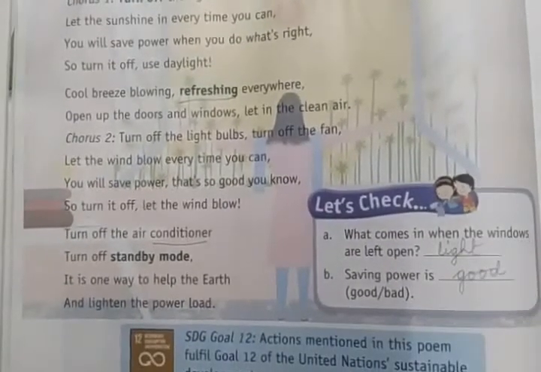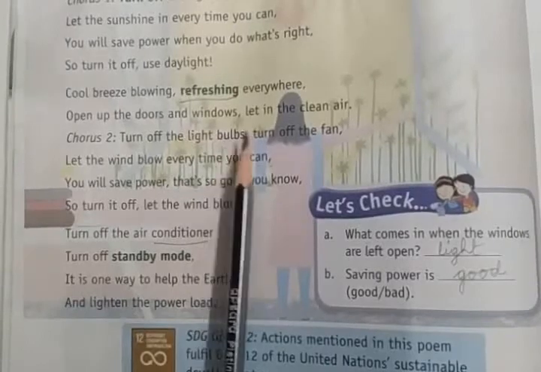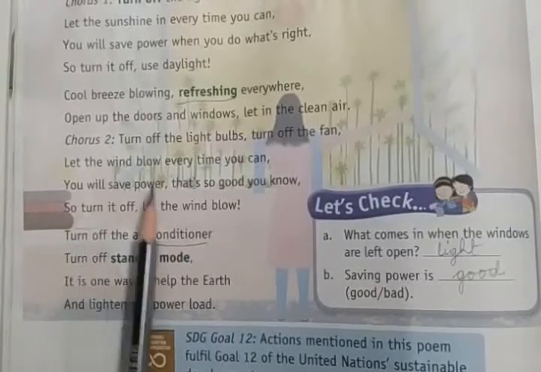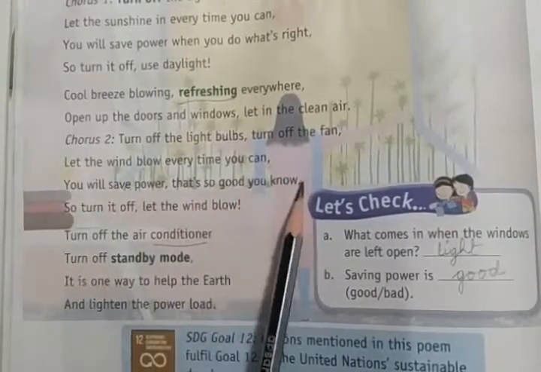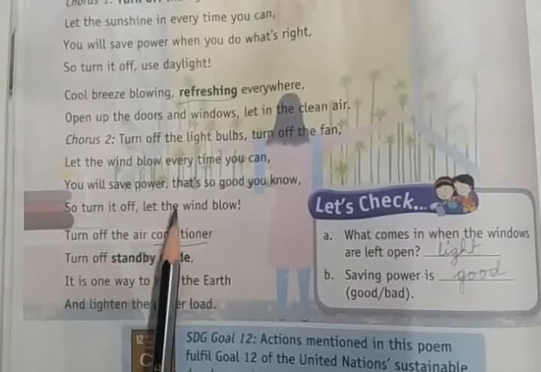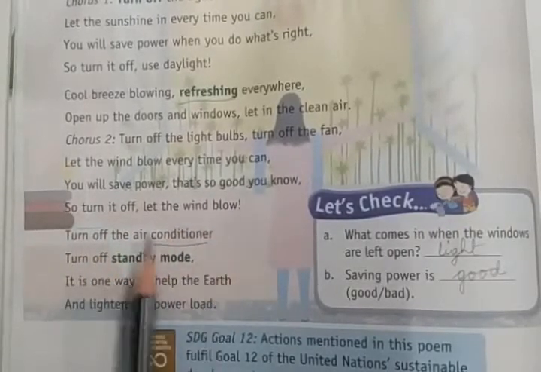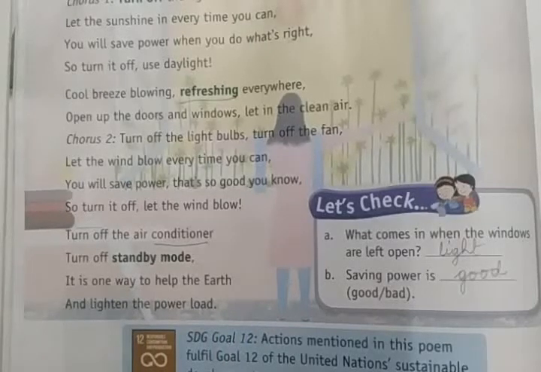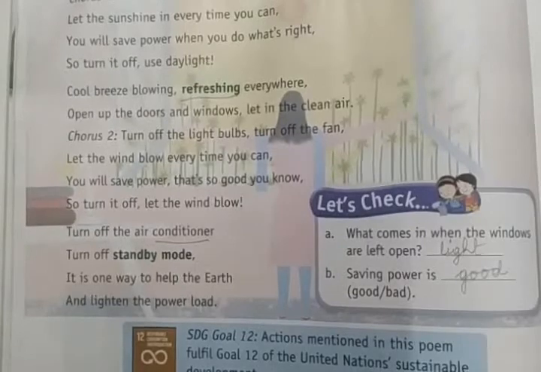Next is chorus number 2. Turn off the light bulbs, turn off the fan, let the wind blow every time you can. You will say power, that's so good, you know, so turn it off, let the wind blow. Turn off the air conditioner, turn off standby mode. It is one way to help the earth and lighten the power load. Like this, we need to read the poem in rhythm. Okay? Right? Clear? So just watch and listen to this poem and try to read the poem in rhythm.